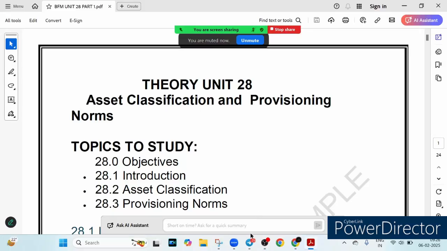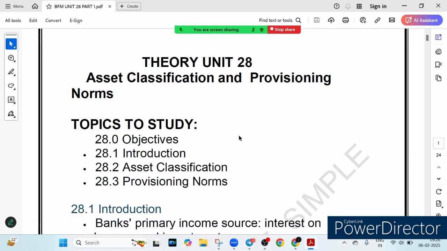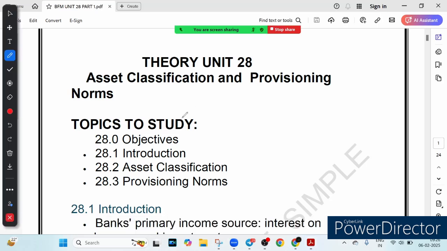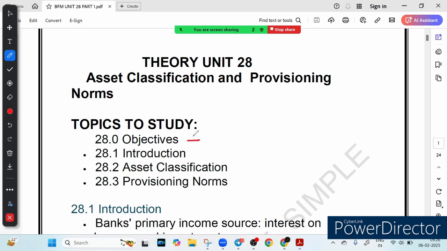So this is our unit number 28 theory portion and we are going to discuss asset classification and provisioning norm. Before going into the chapter, let's see what are the topics which we have to cover in this particular chapter. We can see there are four topics. First of all, we will see the objectives of it, an introduction, we will go through the asset classification and finally provisioning norms. Although it looks quite simple, it is a voluminous chapter.